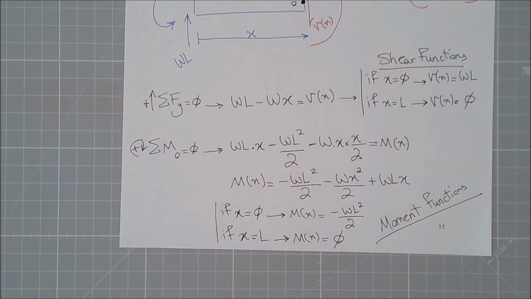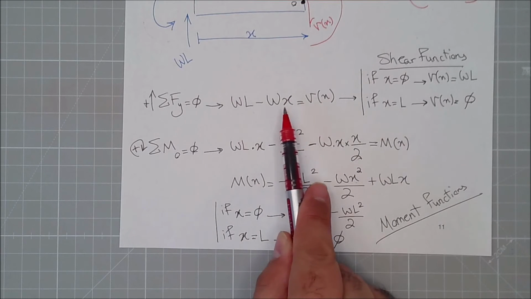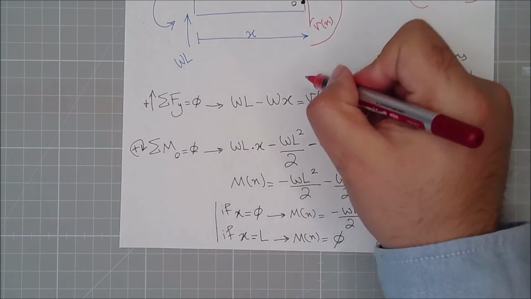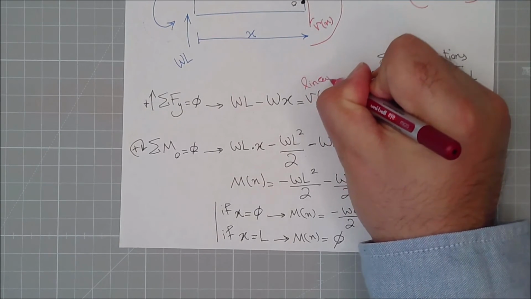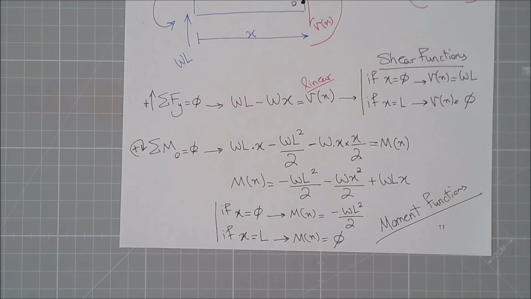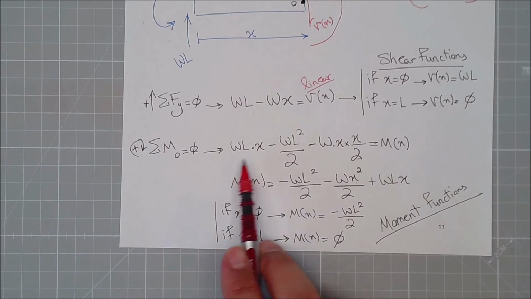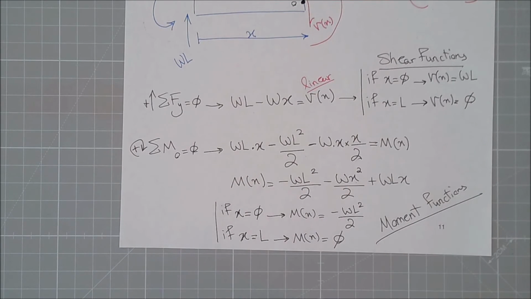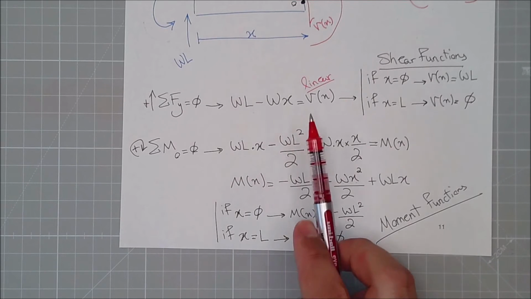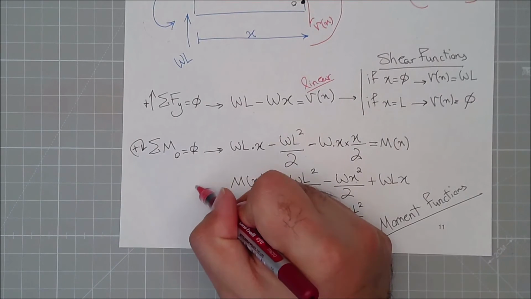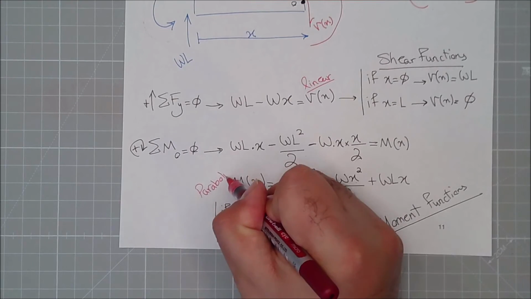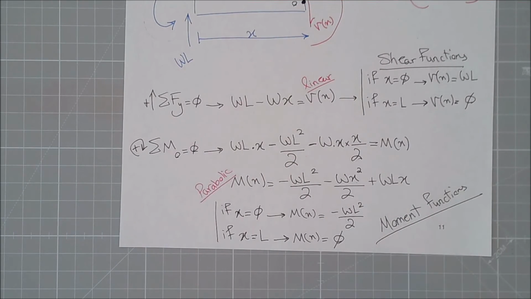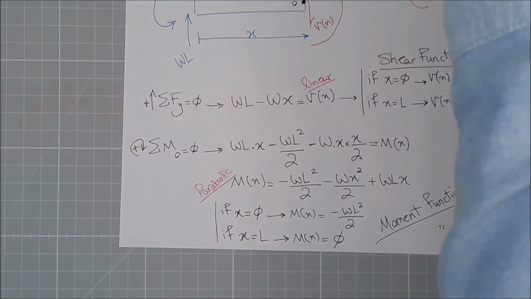Before we carry on, let's look at the functions. If this is the function and I have an x, isn't this a linear function? Yes, it has only one x in it. If this is my moment function and I have an x to the power of 2, isn't this a parabolic function? Yes, because it has x to the power of 2. Now let's see how we draw it.